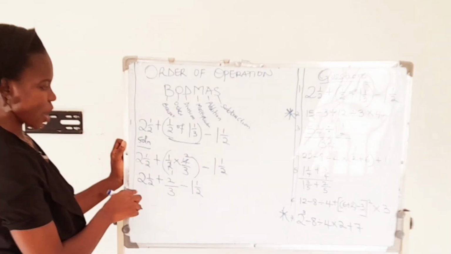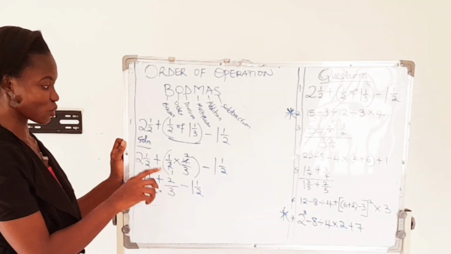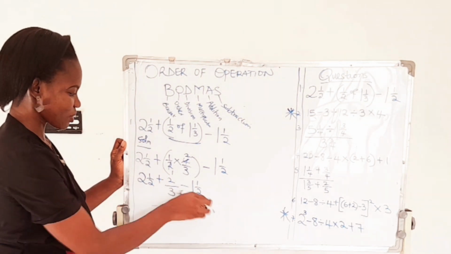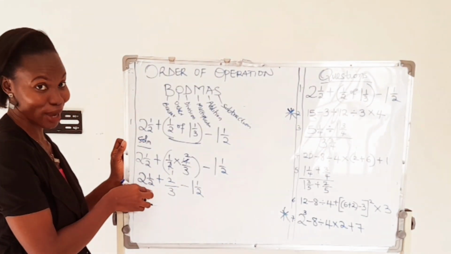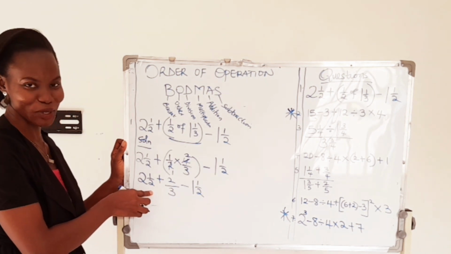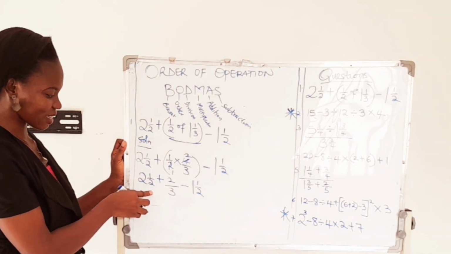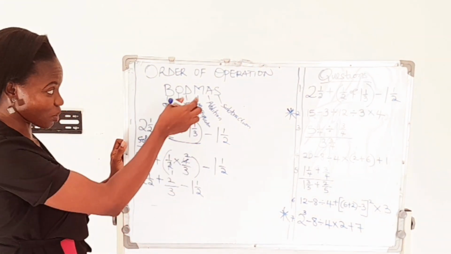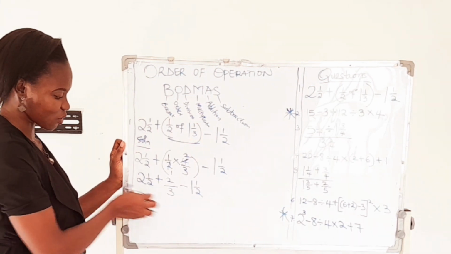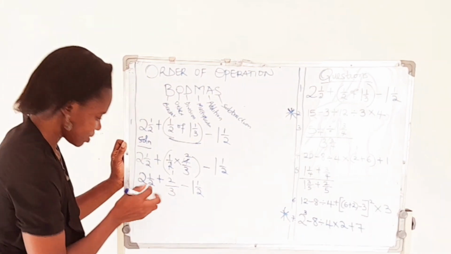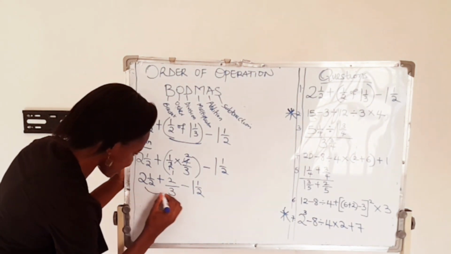Okay. So anytime you finish a particular operation, you won't see that operation again. So this one we have here, are you still seeing brackets? No, the bracket has disappeared because we answered it. So the next thing now we have addition and subtraction. Following this, addition comes first. So we start with this. So our target now is this.